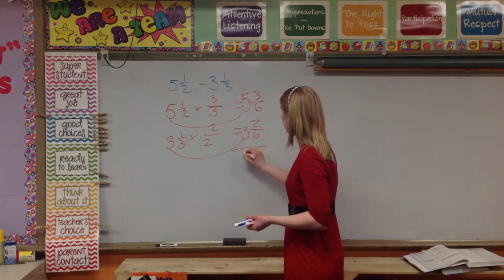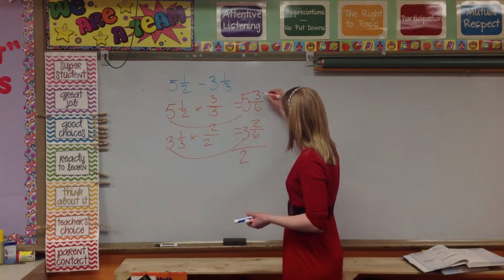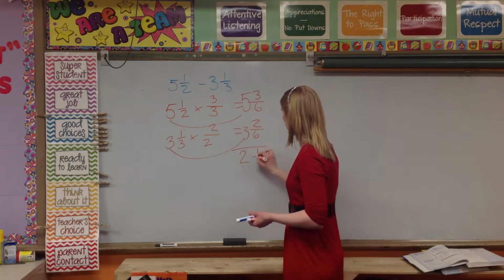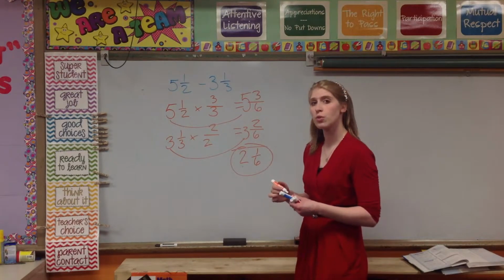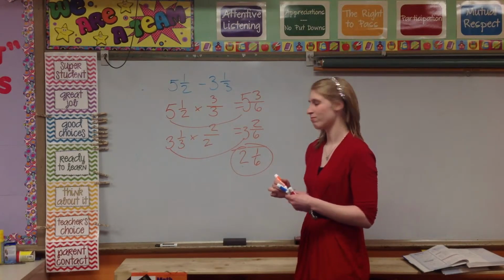So 5 minus 3 is 2. 3/6 minus 2/6 is 1/6. So our answer is 2 and 1/6.